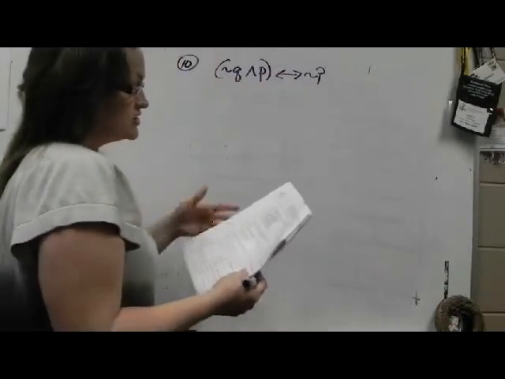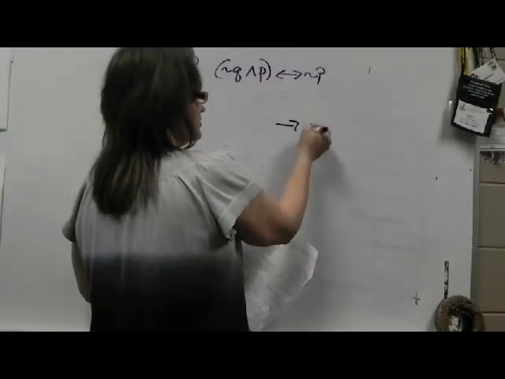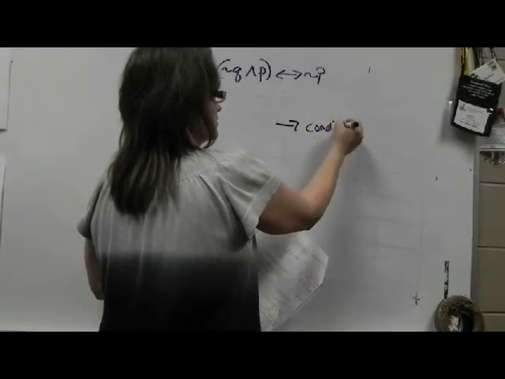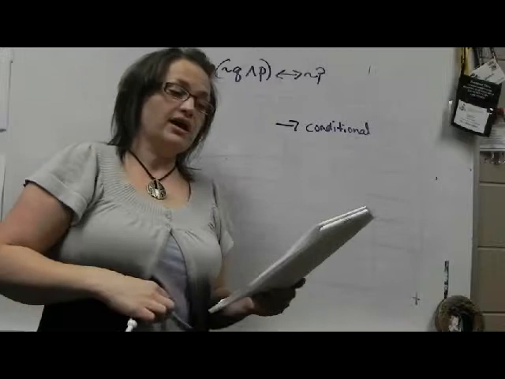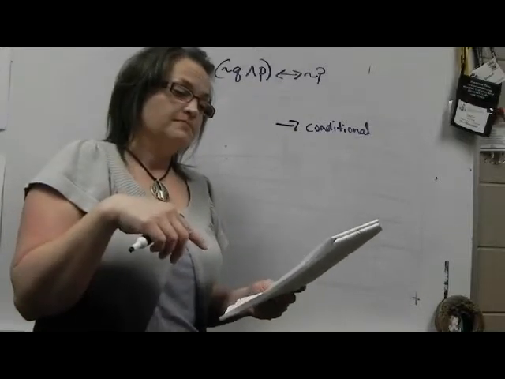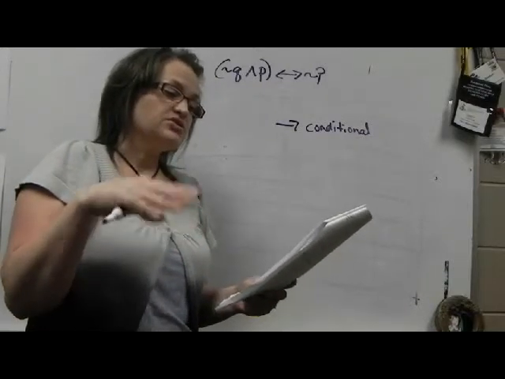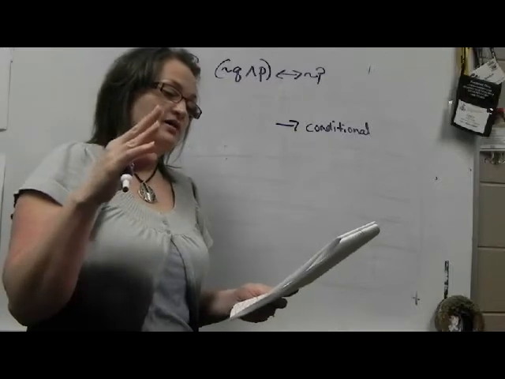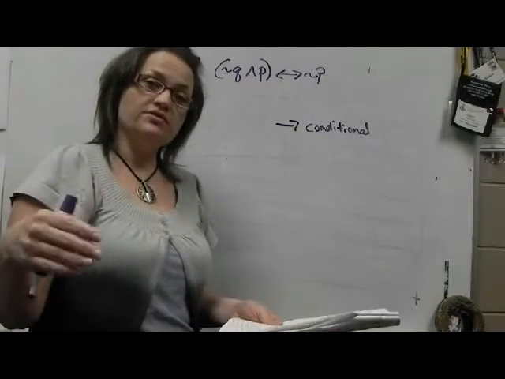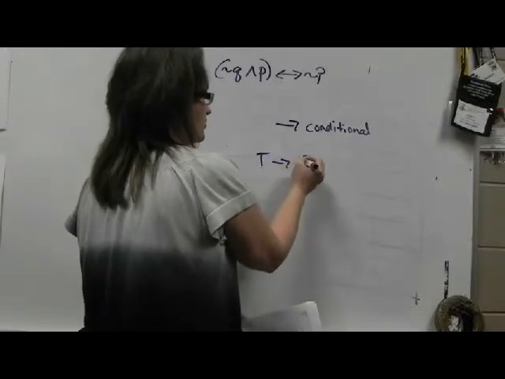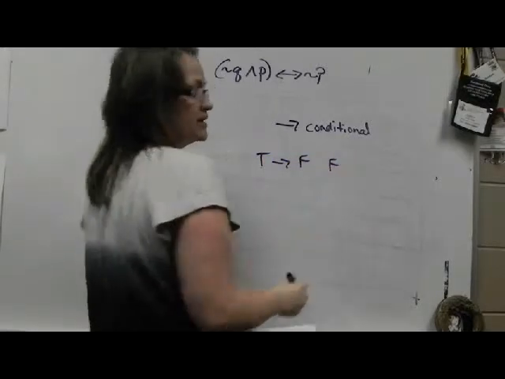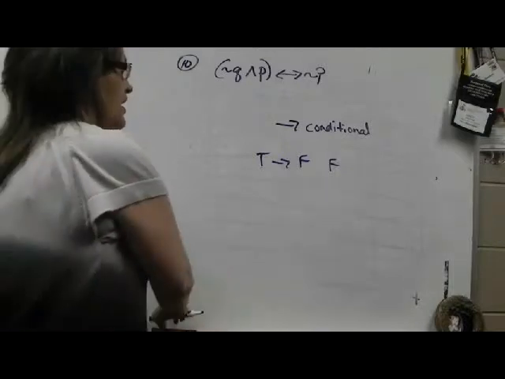If it's just one arrow, a conditional, the rule is it's true in every case except whenever P is true and Q is false. If you have a true to a false, then that is a false. Every other case will be true.